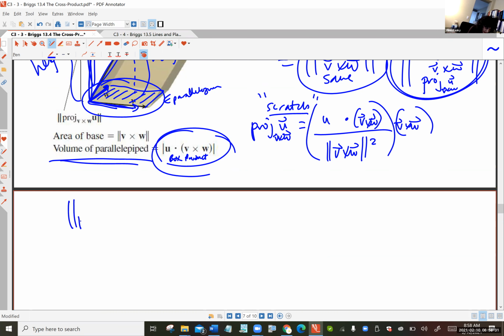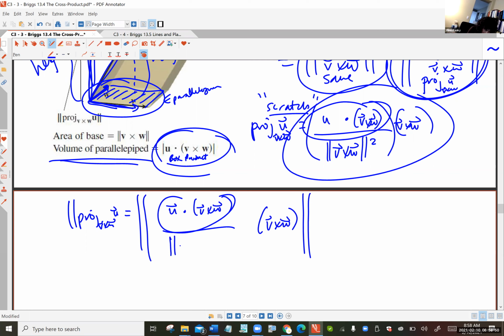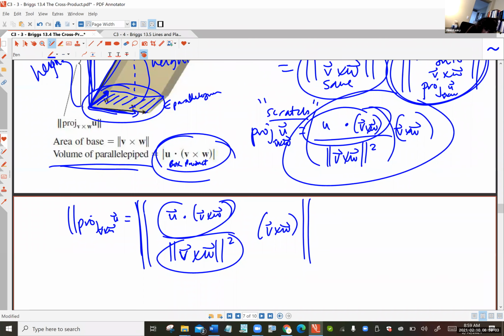So now if I look at the projection of U onto V cross W, I'm going to take this big old vector and just put these double bars around it. That's how we denote magnitude. Now, when you take the magnitude of a pure number, which this numerator is, just some funky scalar, you're just going to get the absolute value of that funky pure number. Now, when you take the magnitude of a magnitude, like here, it doesn't change it at all. It's still a magnitude.